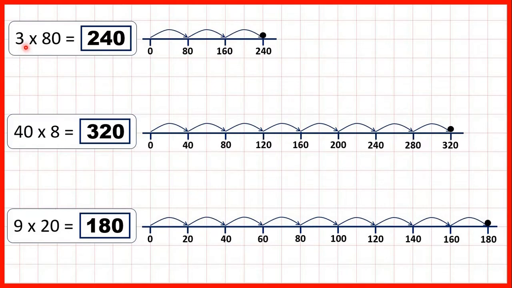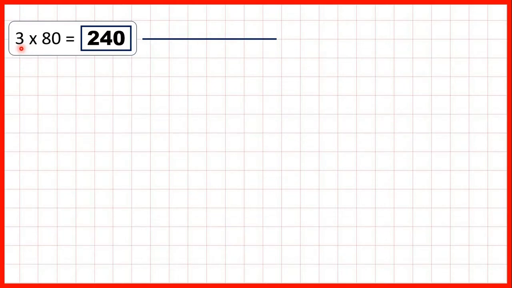Now, if we look at these questions a bit more closely, first we had 3 times 80. So we can show 3 jumps of 80.